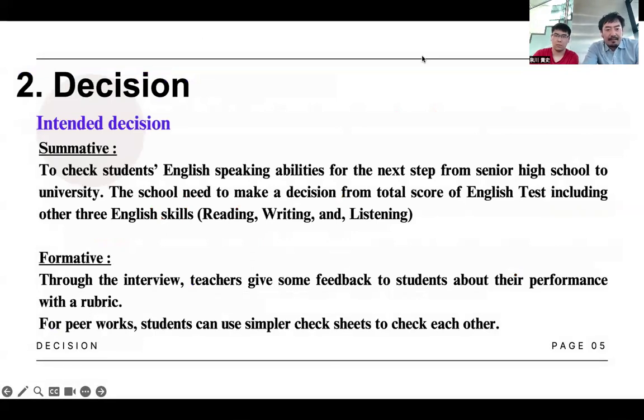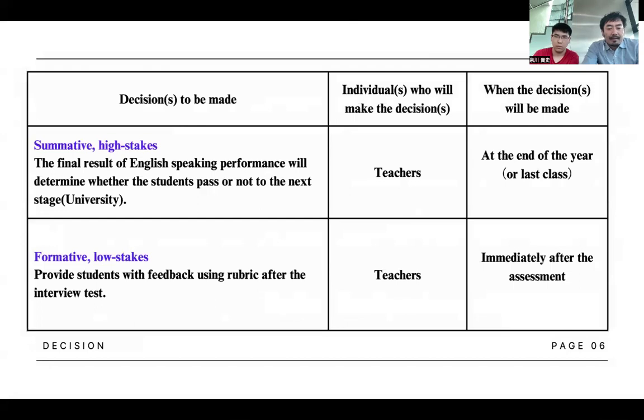Second, decision. Intended decision. There are two types of decision, summative decision and formative decision. Summative decision is to check students' English speaking abilities for the next step from senior high school to university. The school needs to make a decision from the total score of the English test, including the other three English skills, reading, writing, and listening. Formative decision: through the interview, teachers give feedback to students about their performance with a rubric. For pair work, students can use simpler check sheets to check each other. So let's have a look at the details of summative decision and formative decision.